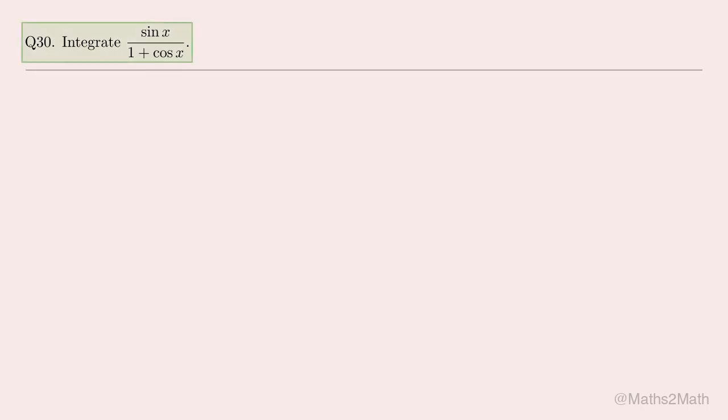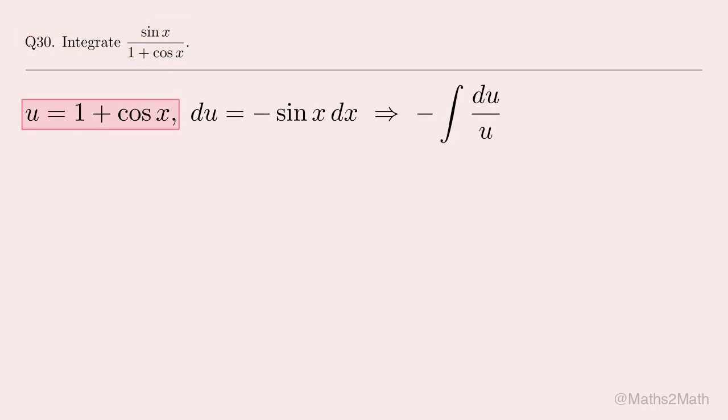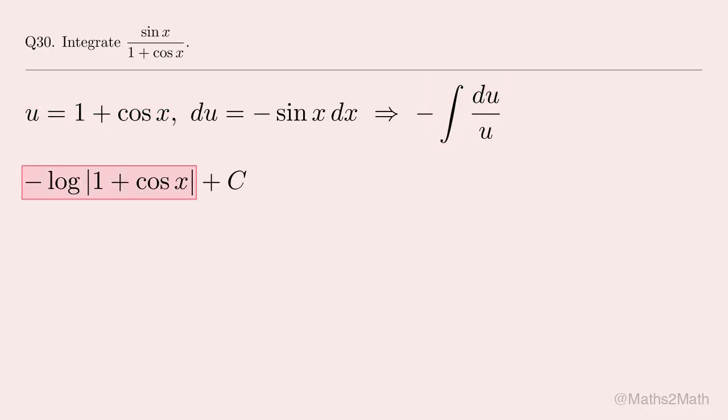Question 30. Sine over 1 plus cosine, the log pattern with a sine. The denominator's derivative is minus the numerator. U equals 1 plus cosine x. Du equals minus sine x dx. Minus the log.